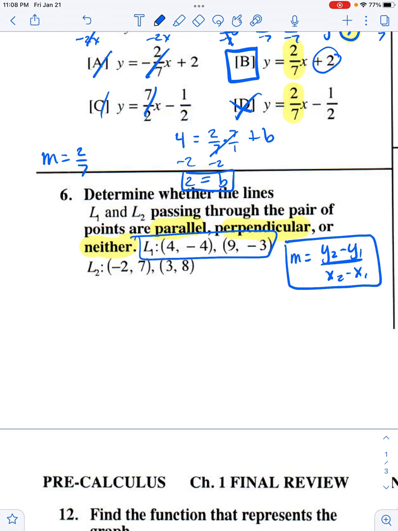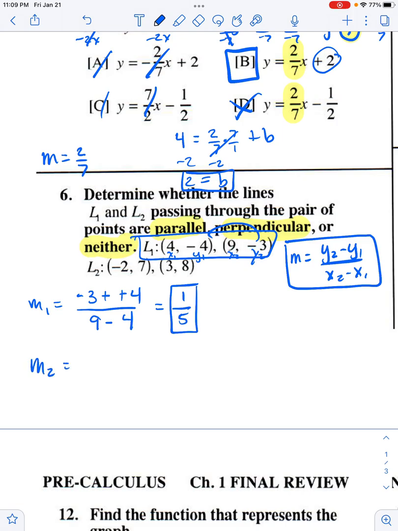So for line 1, I need to go through these points. This will be my first x, first y, second x, second y. So the slope of the first line will be y2 minus y1 over x2 minus x1. Be careful with the positives and the negatives. Up here, you're going to have minus and negative, which turns into adding. So I end up with 1 over 5. I don't actually know anything about it based on that, so I have to go back and find the second slope and compare them.